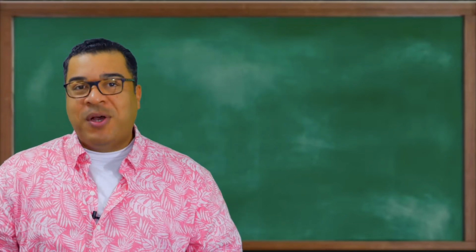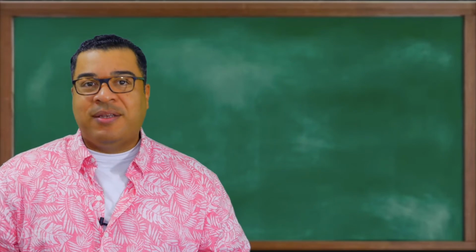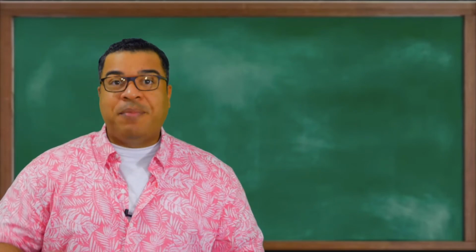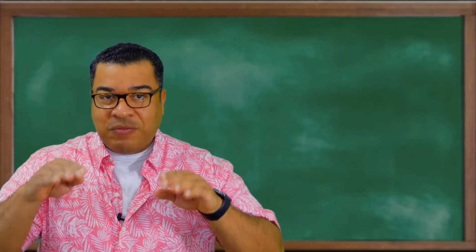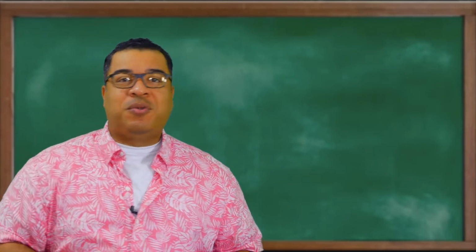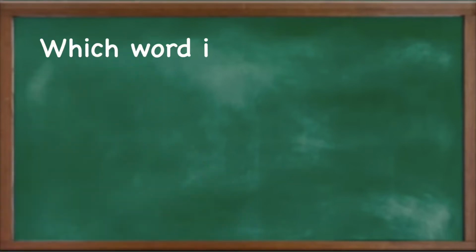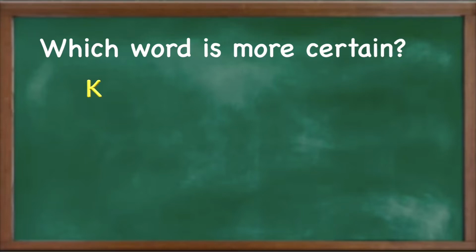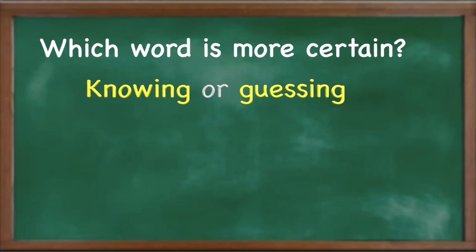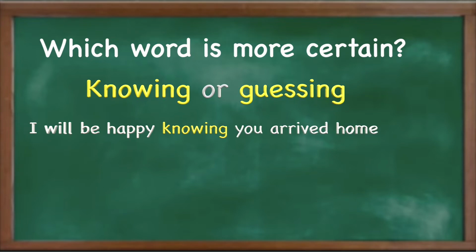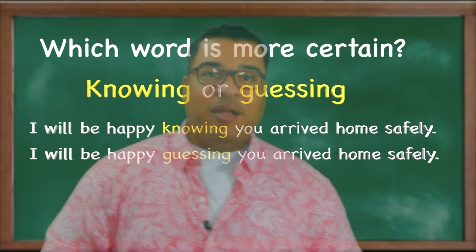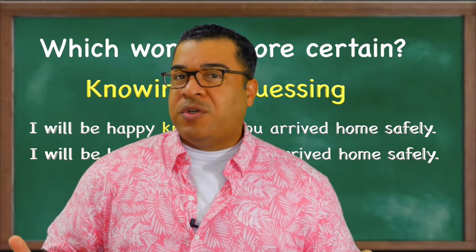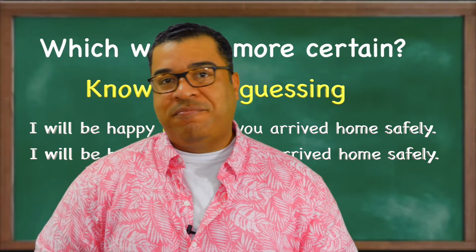Now, of course, we're going to give you some examples to make things a lot clearer. Okay, so what I'm going to do, I'm going to give you a word, and then you're going to have to guess the intensity of 2 words below. Let's do the first one together. Which word is more certain? Knowing or guessing? Example, I'll be happy knowing you arrived home safely. Or, I'll be happy guessing you arrived home safely. Which one of these words is more certain? Knowing or guessing? Which one do you think?